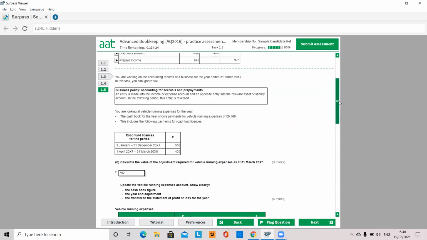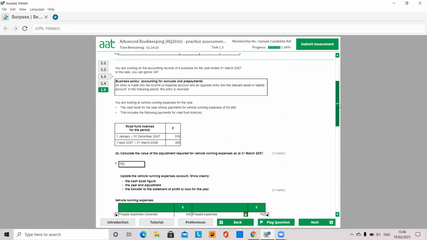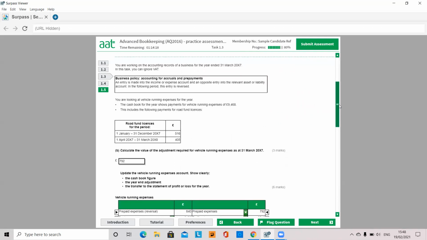The next one says you work on the accounting records for the business, 31st of March 2007. It says in this task you can ignore VAT. So business policy for accounting for accruals and prepayments: an entry is made into the income or expense account and an opposite entry into the relevant asset or liability account. In the following period, this is reversed. This is basically just saying that any accruals and prepayments you've got at the end of one year are then reversed at the start of the next year. And I'll show you what I mean by that.